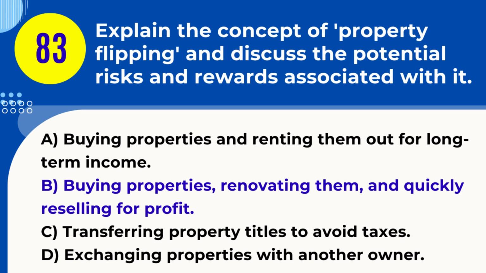Answer. B. Buying properties, renovating them, and quickly reselling for profit. Explanation. Property flipping involves buying properties, improving them, usually through renovations, and selling them quickly for a profit. The rewards can be substantial, but there are risks like unexpected renovation costs or market changes.